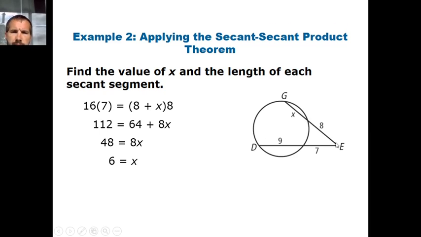So DE, that's going to be 9 plus 7, which is 16. And then GE, now that we know x is 6, it's going to be 8 plus 6, and that gives us 14.